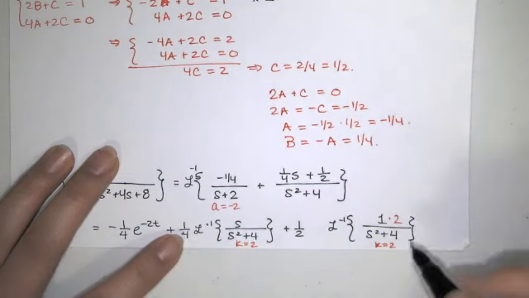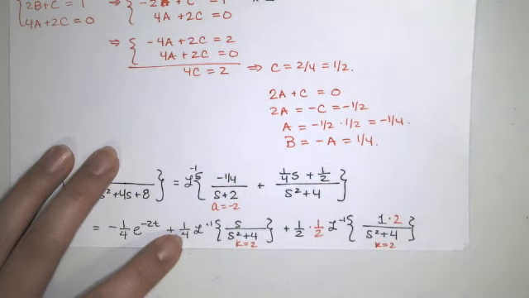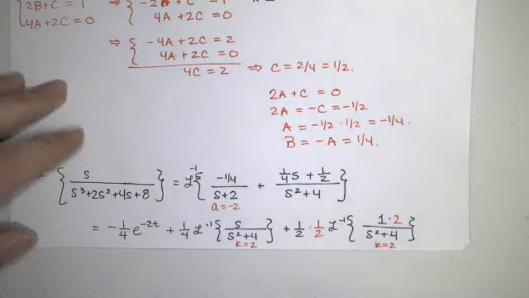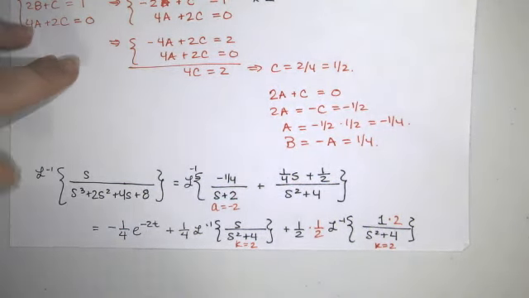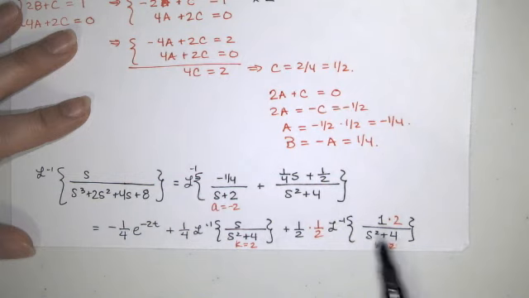Well, I can get a 2 in the numerator. I just have to multiply by 2. That's legal as long as I also divide by 2. So that's just multiplying by a well-chosen 1. We make it look exactly like what we want it to look like, and that's legal as long as we also compensate for that. So this is going to be an s over s squared plus k squared. That's a cosine of kt. This is k over s squared plus k squared. So that's a sine of kt. In both cases, k is equal to 2.